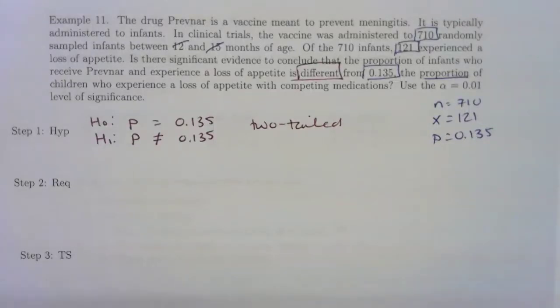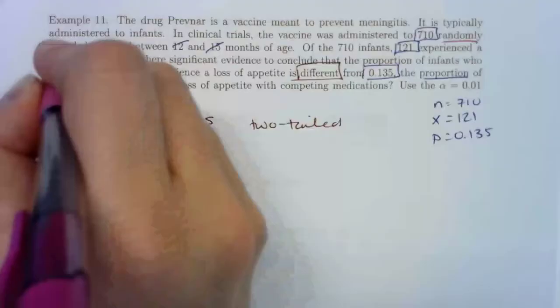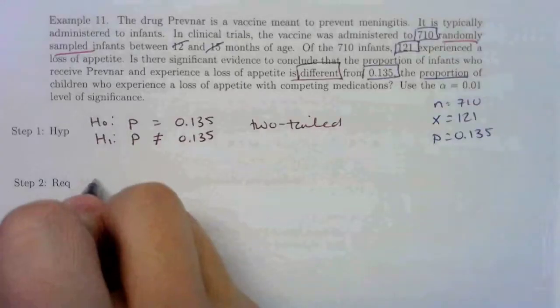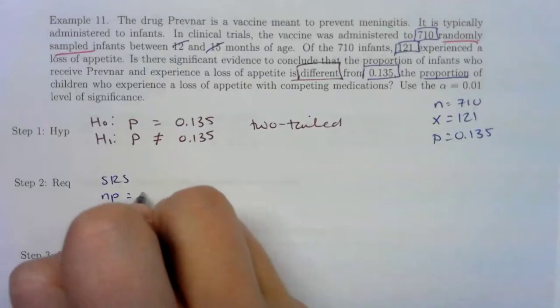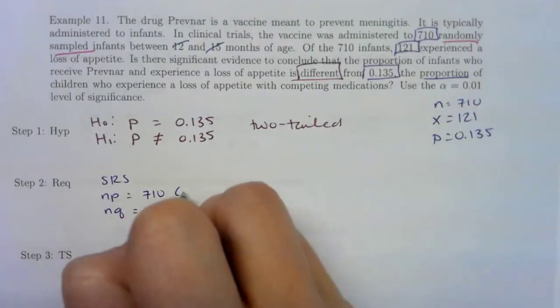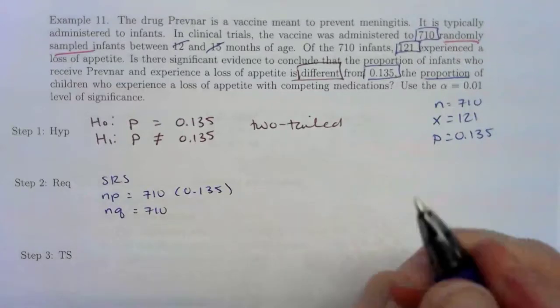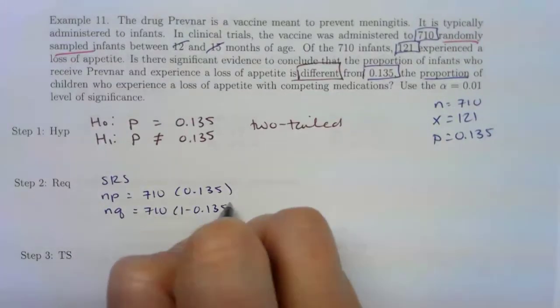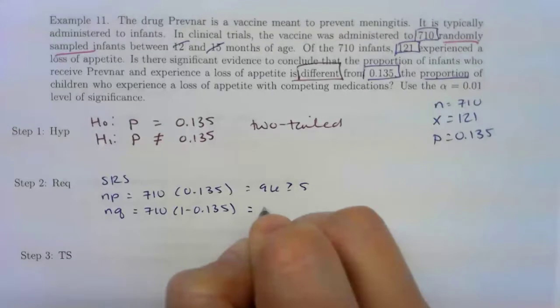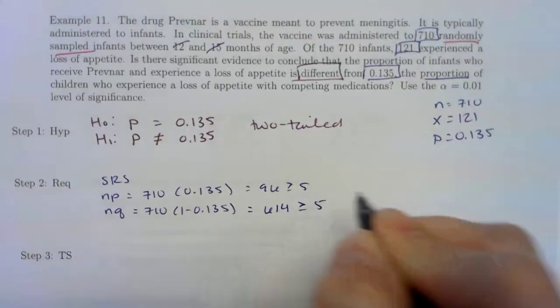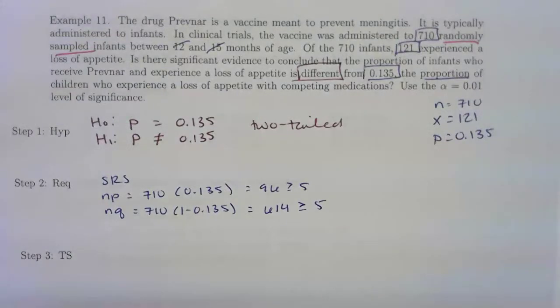Now we can check our conditions. And we know that we have a random sample, so we have a representative population. And then we need to check NP and NQ. So N is 710. P is 0.135. Q is 1 minus 0.135. And both of these check out. So all of our conditions are met. We feel comfortable moving on. If the conditions weren't met, then we would need to make a note that says proceed with caution before we move forward.